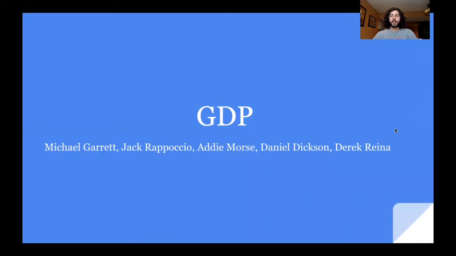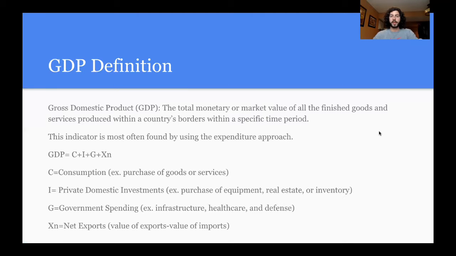Our topic for this presentation is GDP. If you don't know what GDP is, let me tell you. This is the GDP definition. Gross domestic product, known as GDP, is the total monetary or market value of all the finished goods and services produced within a country's borders within a specific time period.